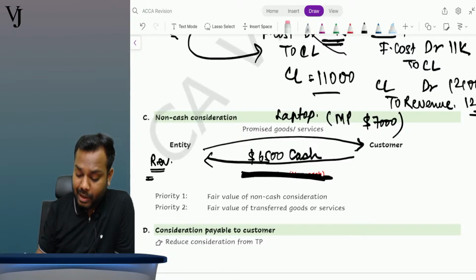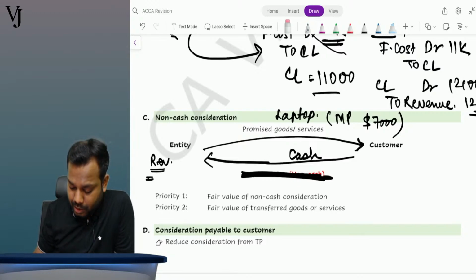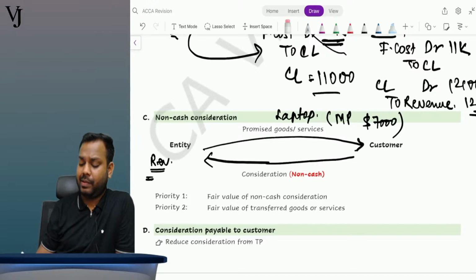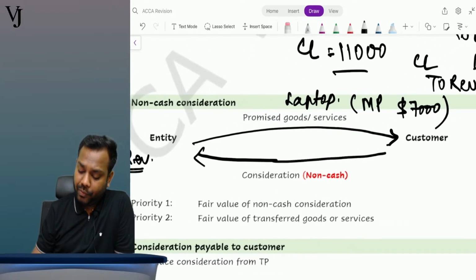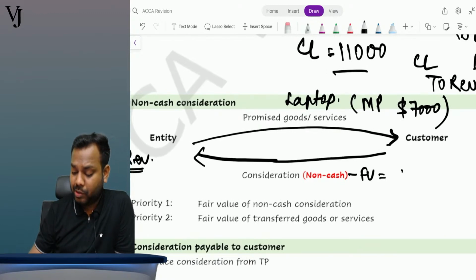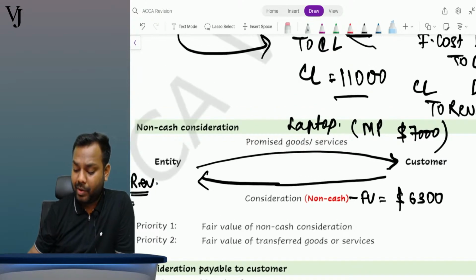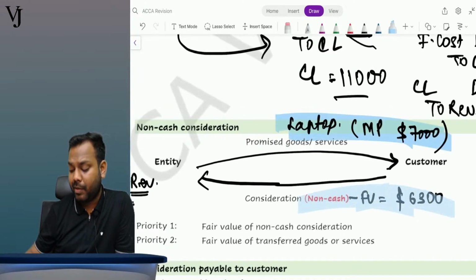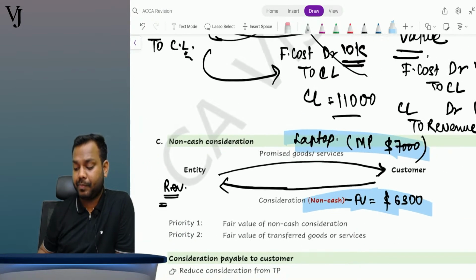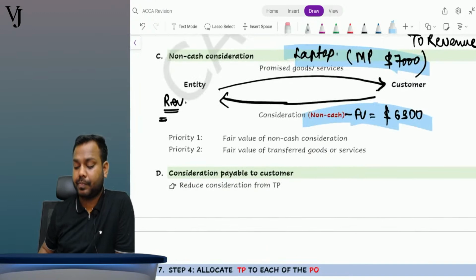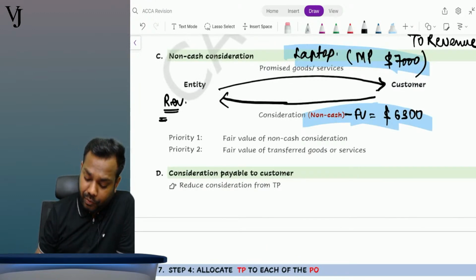Now, similarly, if in the place of cash, let's suppose you have received the consideration in the form of non-cash, and the fair value of the non-cash goods is $6,300. Tell me, in this case, what will be my revenue? Now what should be my revenue? So the standard says that it is the fair value of goods received.